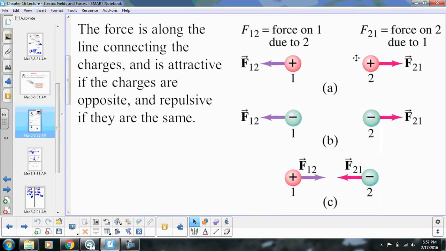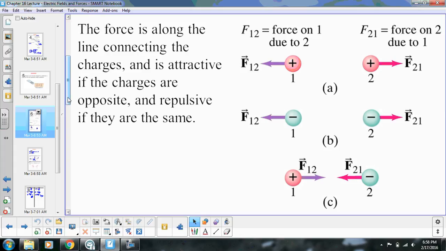We know that two positive charges are going to repel each other. Two negative charges are going to repel each other, and a positive charge and a negative charge are going to attract each other. This is a really awesome place for Newton's third law questions. What if I had twice the charge on this one that I have on this one? How would the force that 2 puts on 1 compare to the force that 1 puts on 2? And what's the answer? They are the same.